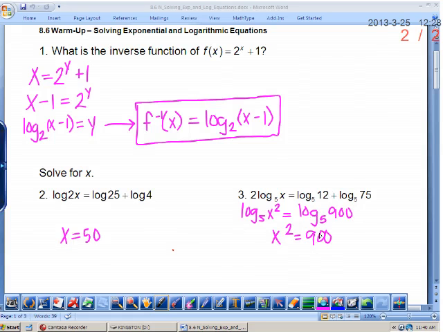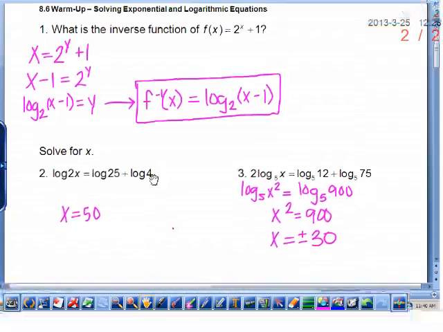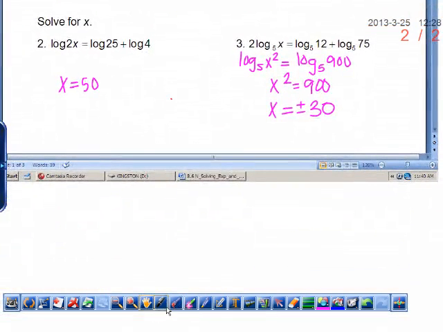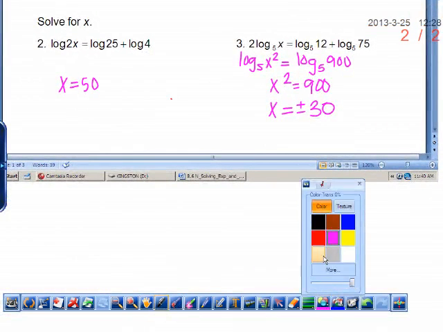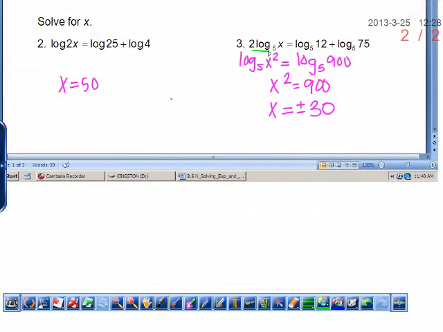When we take the square root, what do we have to remember? Yes, this is plus or minus 30. That's not our final answer, and let me talk to you about why. Picture this equation right here: y equals log base 5 of x. Tell me what the graph of log base 5 of x looks like.